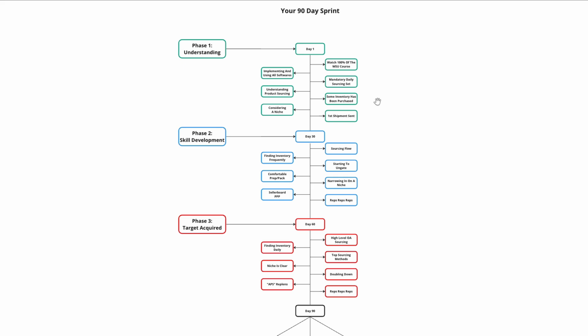Also, your learning curve is going to be significantly accelerated because you understand the ins and outs of prepping and packing and you're hands-on with every part of your business.